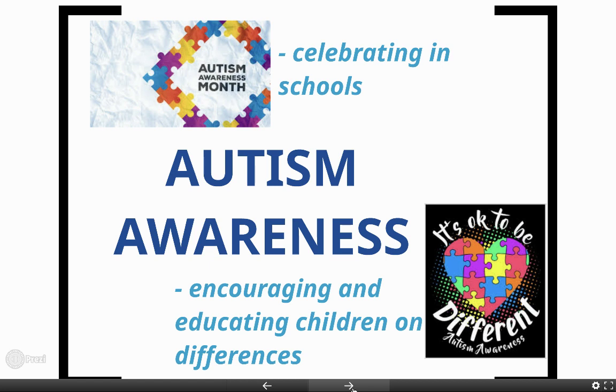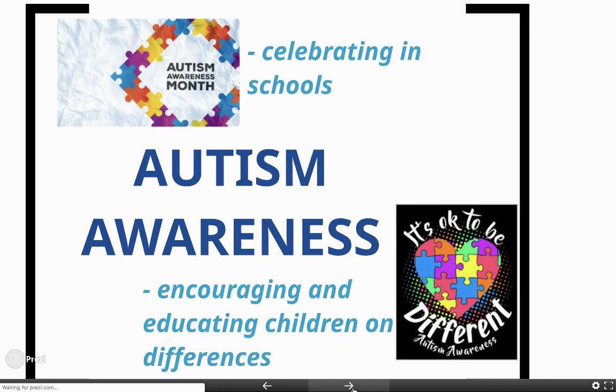One solution to this is to promote autism awareness. By celebrating Autism Awareness Month in schools, it can bring awareness of what having autism is like, so that there is more compassion for those students among their peers. And by encouraging and educating children on differences there are in the world, it makes children more open minded and well rounded.